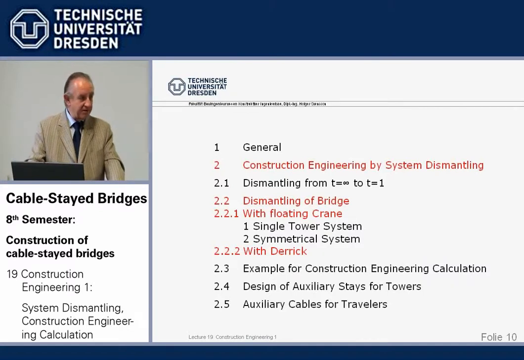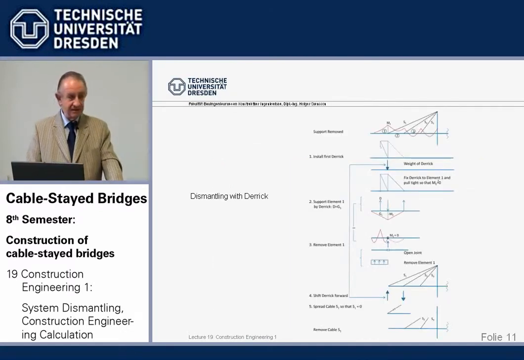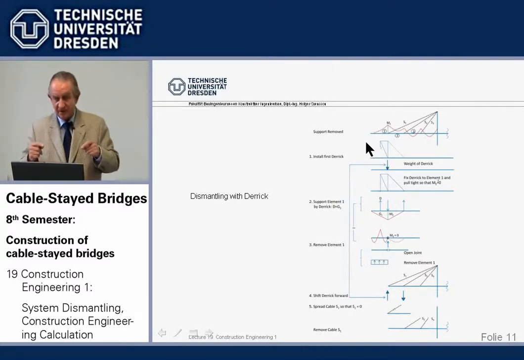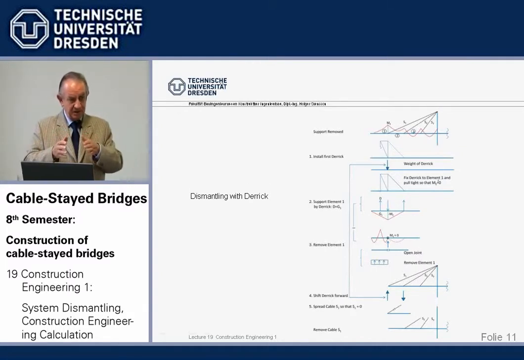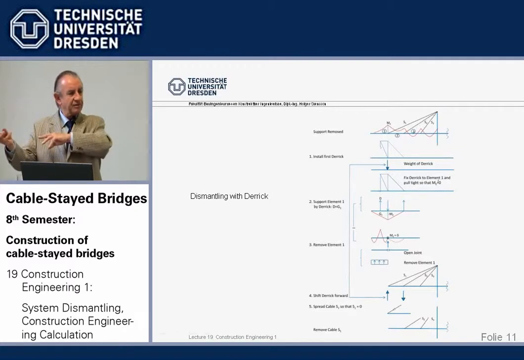Now we come to using a derrick, which again takes us a little consideration. I have here a cantilever system, and I have already removed the first part. Now, when we think on site, going forward, at the beginning of erection, we install a derrick, lift the element, move forward the derrick to the new element, next one, cable is installed, and so on, until the last derrick element is installed, and then I take off the derrick.